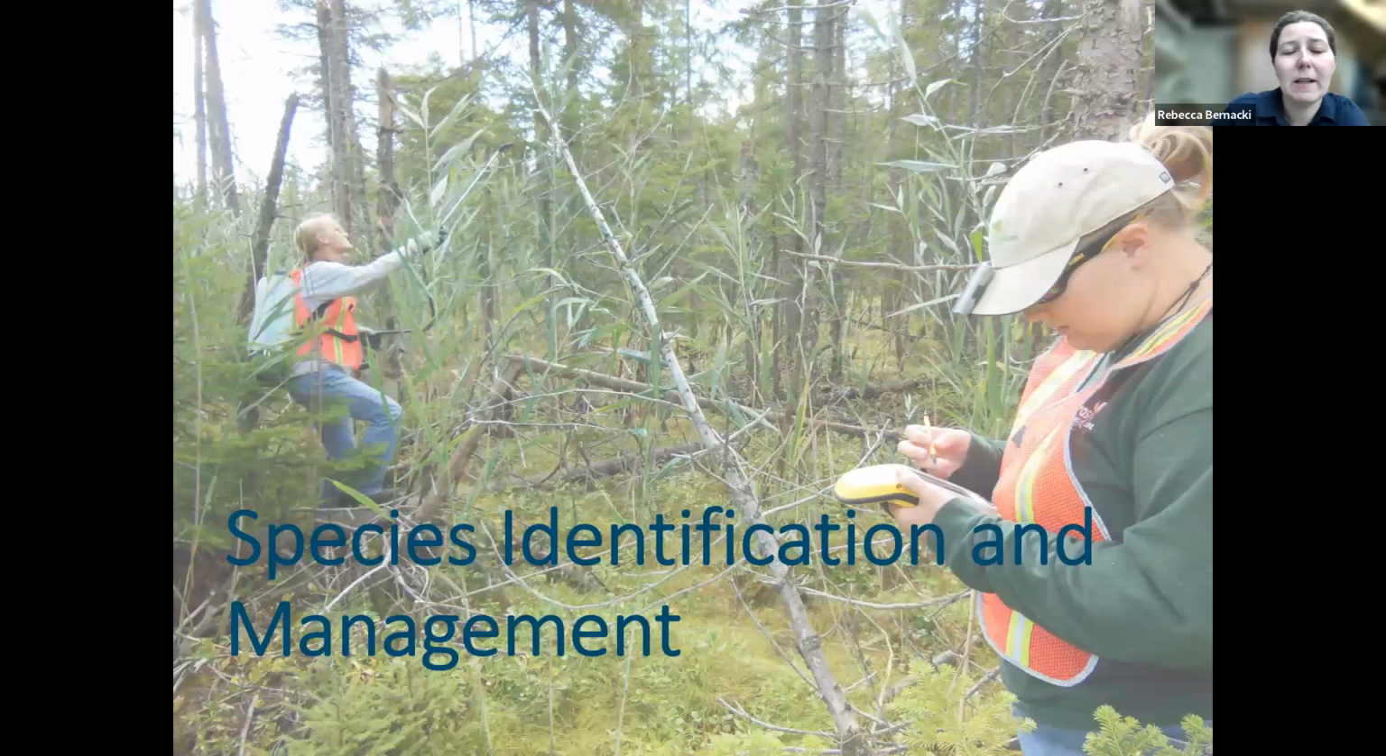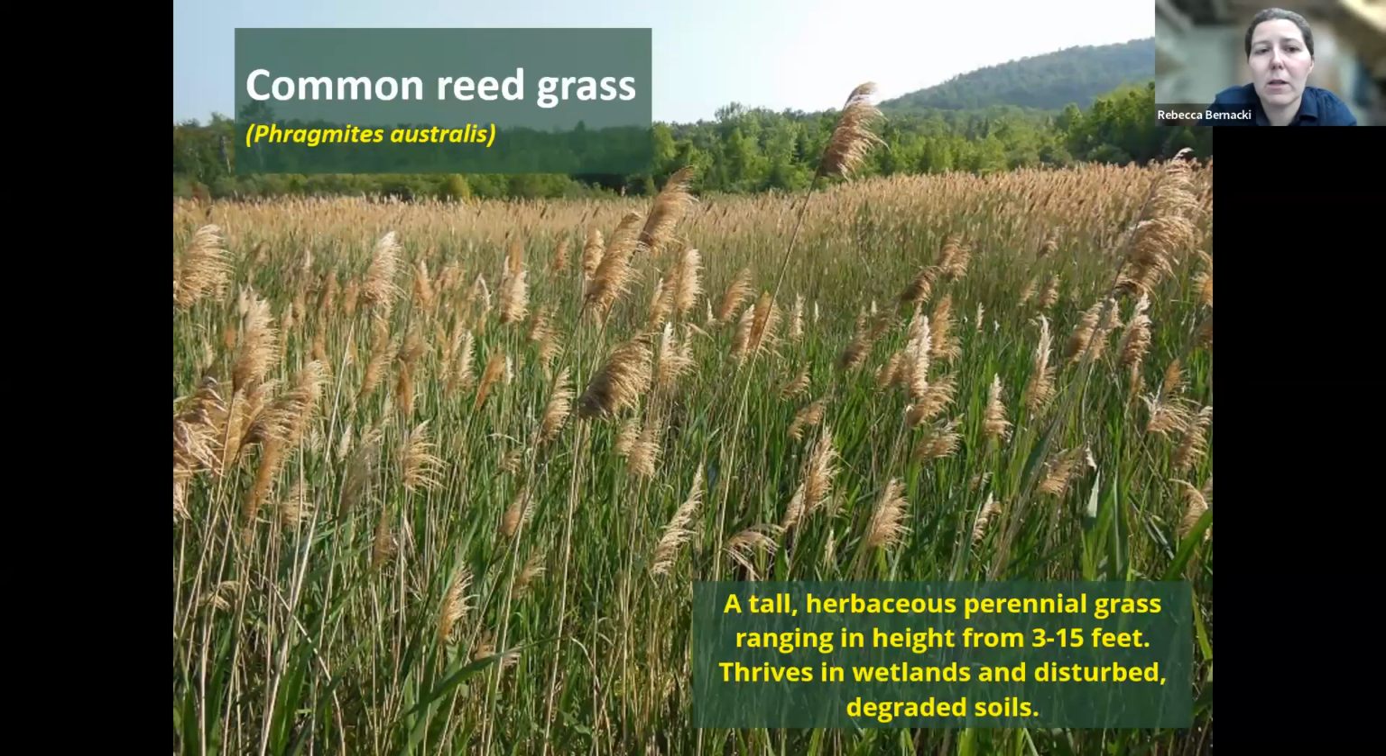Next, we'll get into species identification and management. The first species we're going to talk about today is common reedgrass, or Phragmites. Phragmites is a tall herbaceous perennial grass. As Sean mentioned, this can actually get up to 15 feet tall. It thrives in wetlands and disturbed degraded soils.